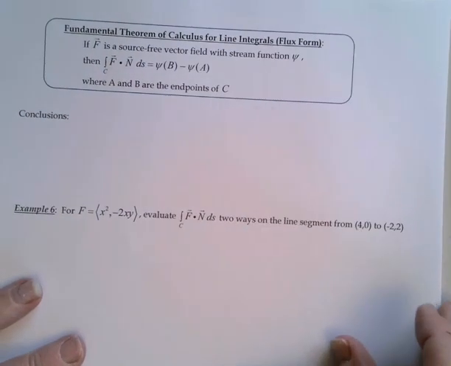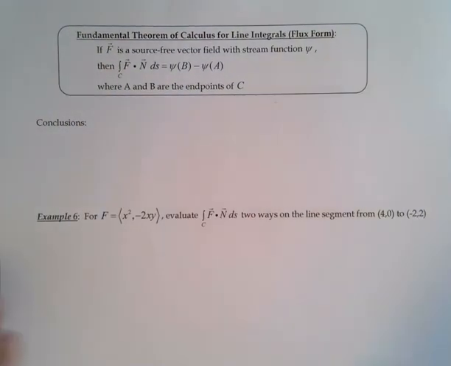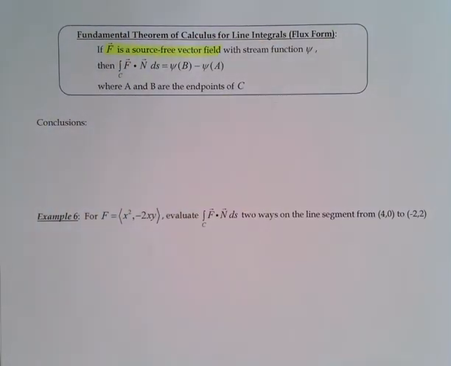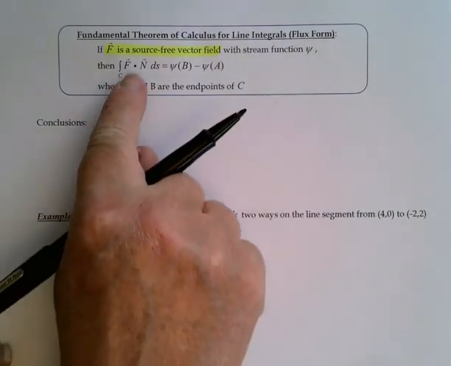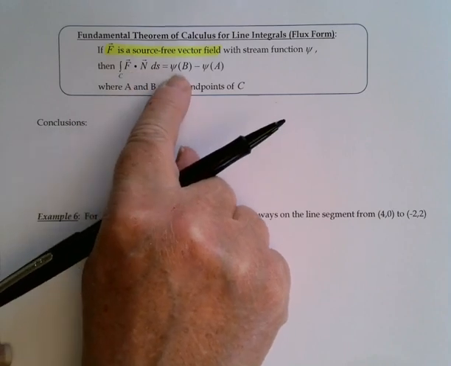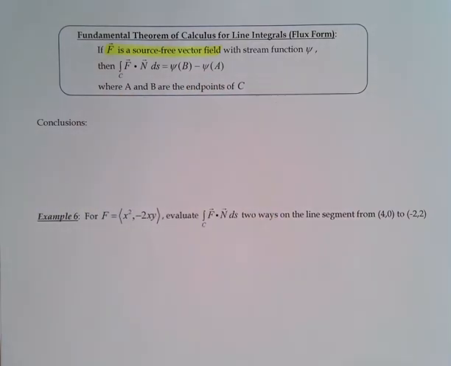So here is the FTC for flux integrals. It requires that F is source-free. You cannot use this unless you have a source-free vector field. If the stream function is phi, like we just found, then the flux integral, f dot n ds, is phi of b minus phi of a, and b and a being the endpoints of C again.